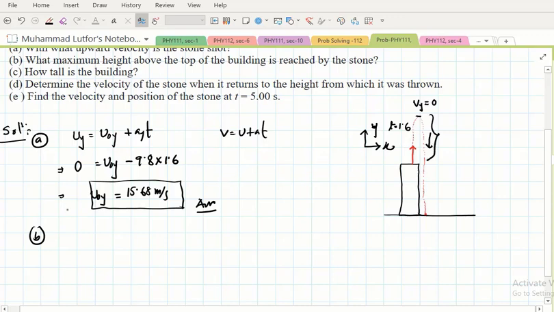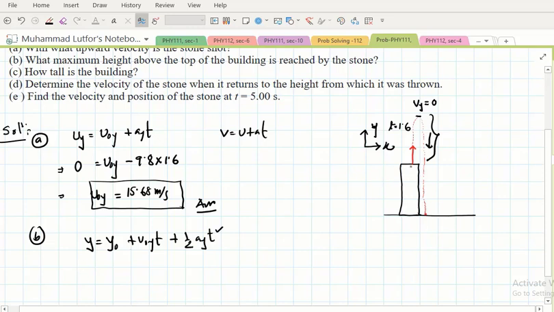I will use the same kind of approach, the displacement formula: y equals y naught plus v naught y t plus half a y t squared. This is the general formula. If a system moves at a constant acceleration, we can use it. Using that formula, we can find 1D, 2D and 3D motion also.